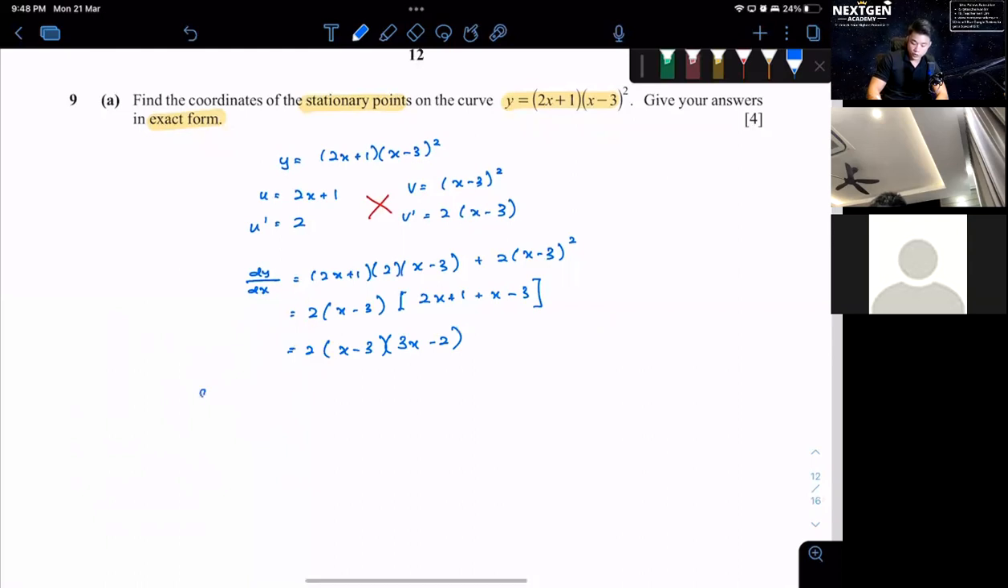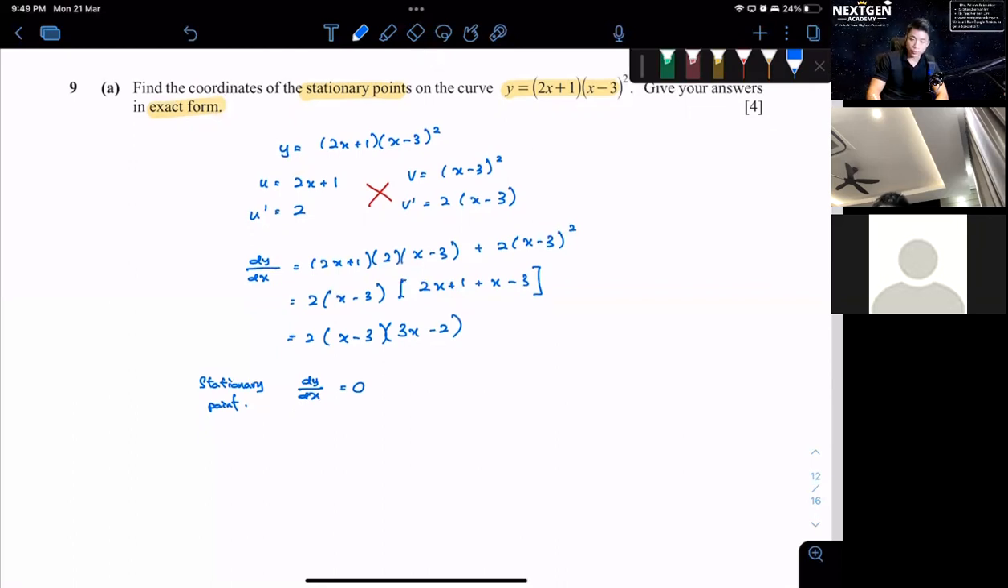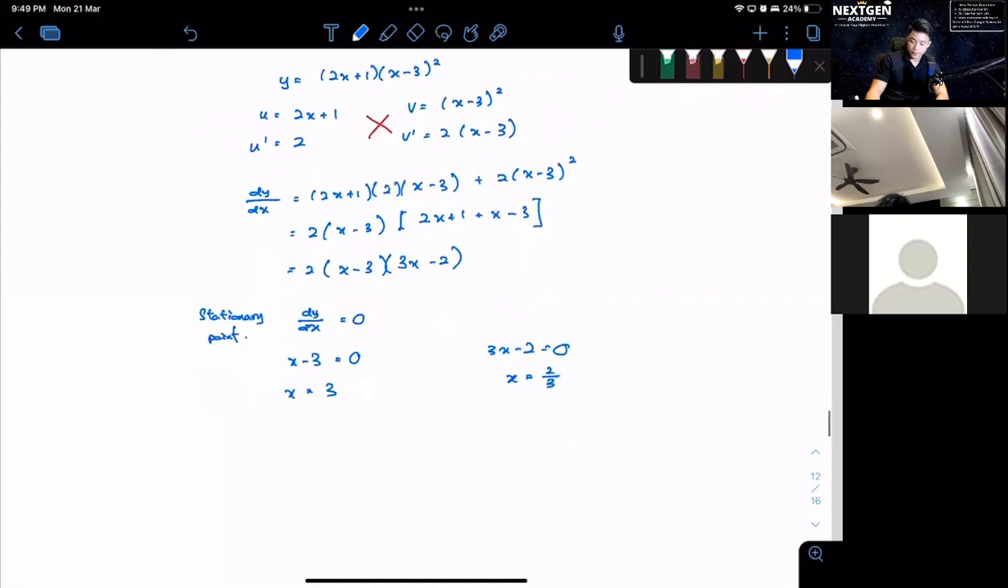Then we want to find the stationary point. Okay, stationary point will be what? dy over dx equals 0. So dy over dx, right? Now we have 2 bracket x minus 3 and 3x minus 2, right? So I need to set each bracket equal to 0. Okay, that's how we solve it, right? So x minus 3 equals 0 and 3x minus 2 equals 0. So x equals 3, x equals 2 over 3.